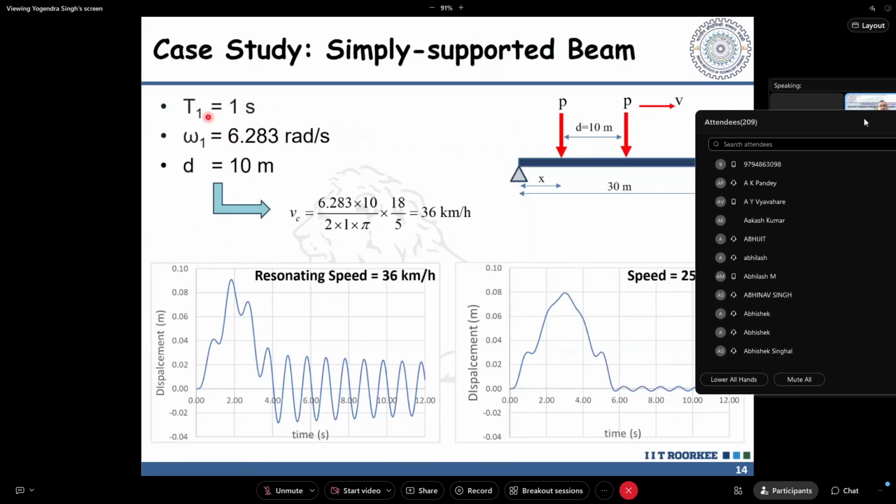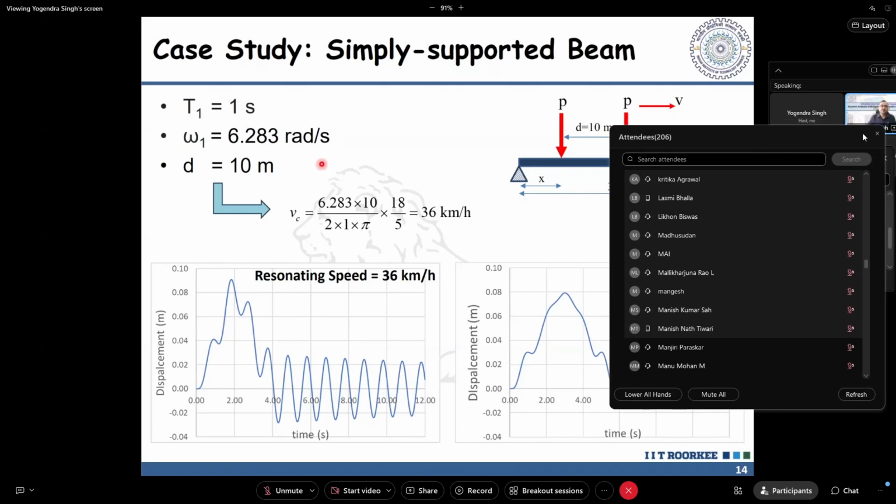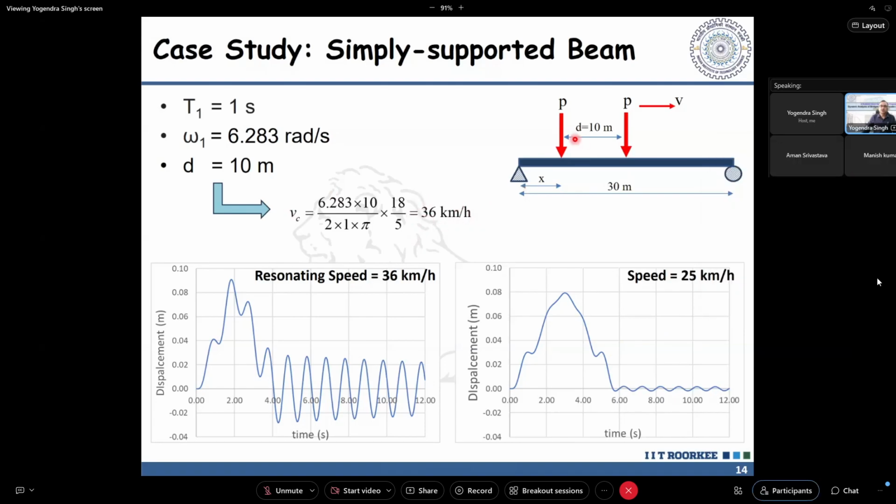Now, when the same beam is subjected to multiple loads, let us say two loads in this case, and the distance between the loads is 10 meter, and the span of the bridge is the same as in the previous case, 30 meter, then the critical velocity comes out to be 36 kilometer per hour. So if a train was running with the length of the car equal to 10 meters, then the critical speed will come out to be 36 kilometer per hour. And at 36 kilometer per hour, this is the response you can see.